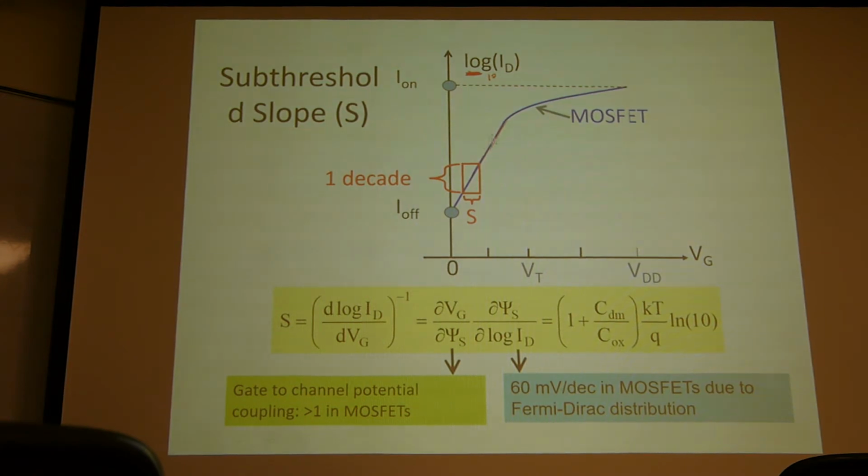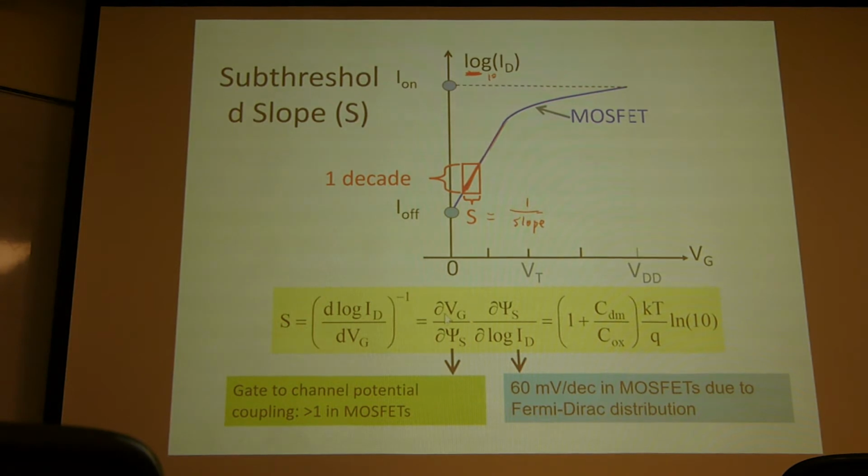Anyway, so it's an exponential function. So if you take the log, then it will become a linear relationship. That means a straight line here. So the slope here is called the subthreshold slope, S, and it's represented as 1 over the slope. Actually, S is 1 over the slope. This S factor is 1 over the slope. So that's why it's log ID, and then divided by VG, and then 1 over that. So actually it has two components to determine this S factor.